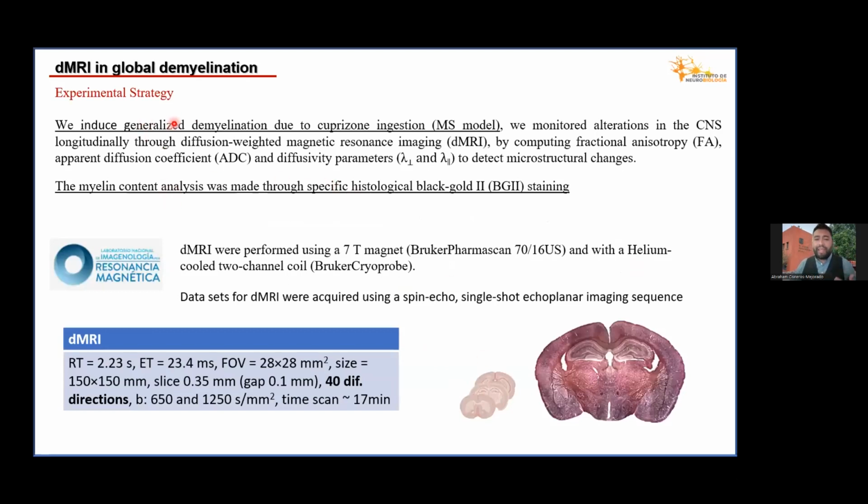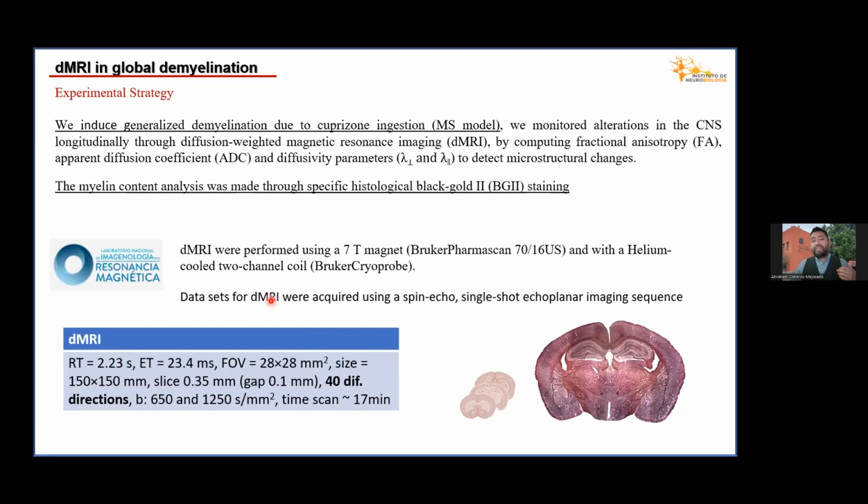For this, we have this experimental strategy. We induce a generalized demyelination in mice with the cuprizone model. Cuprizone is a toxin that attacks oligodendrocytes, and then myelin is lost. That is, it induces demyelination. And also, we compute fractional anisotropy, ADC, and axial and radial diffusivity. And in parallel, mainly at the final point of this experiment, we measured the degree of myelination using black gold staining, which, as I told you before, stains in a red color all regions that contain myelin.